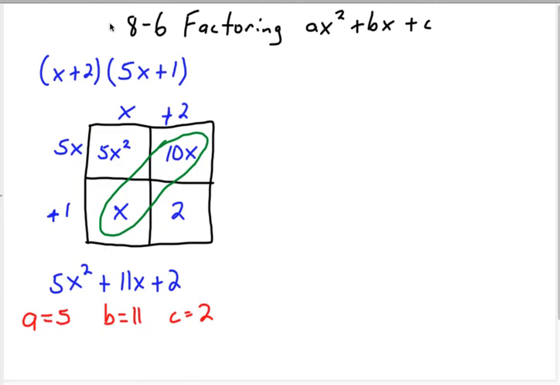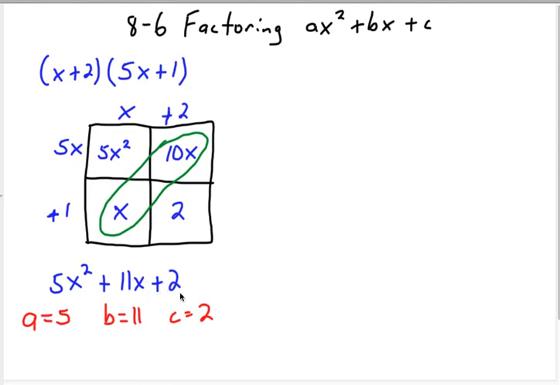So first of all, I have these two binomials, x plus 2, 5x plus 1. I've done the box method of finding the simplified answer, which is 5x squared plus 11x plus 2. Now we're going to reverse the process. So we're going to figure out what a, b, and c are. So a is 5, b is 11, c is 2. Again, same as from the last video, it's from standard form here.